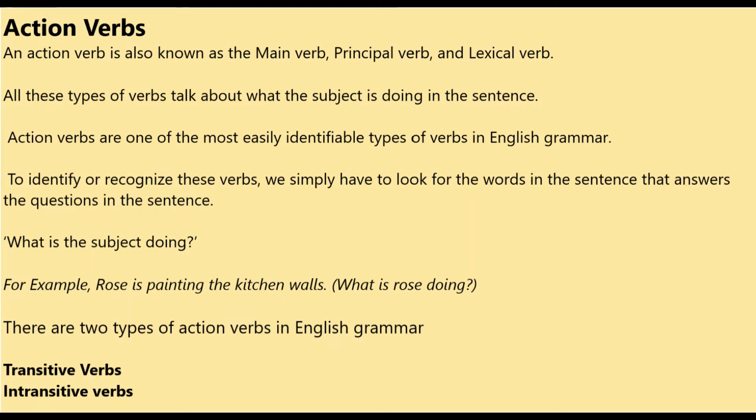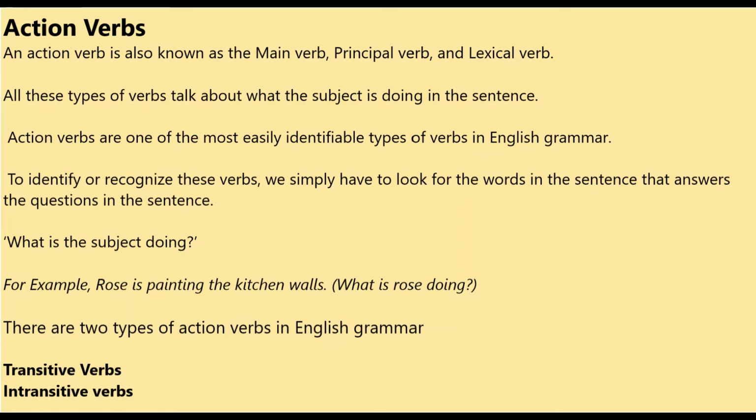To identify or recognize these verbs, we simply have to look at the words in the sentence that answer the question: what is the subject doing? This is a simple question you ask, and you can see the action verb. Rose is painting the kitchen walls. What is Rose doing? She is painting. So that means the answer, painting, is an action verb because the action is done by Rose.